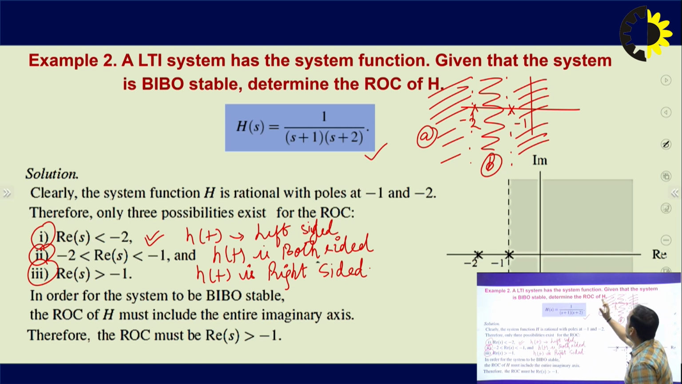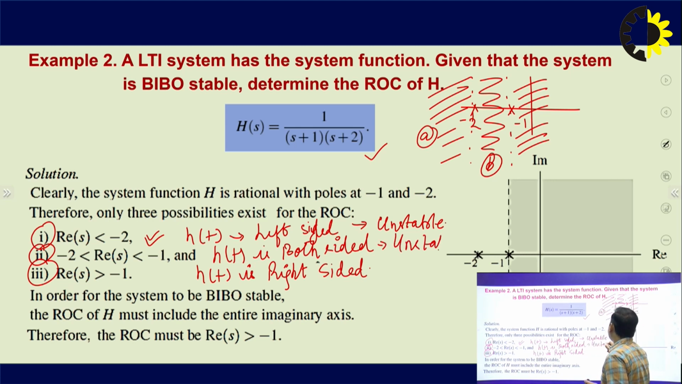We can clearly see the first ROC over here. This ROC does not contain the j omega axis. So in the first scenario, when the real part of s is less than -2, the system is definitely unstable. In the second case, when the real part of s is between the two poles, -2 and -1, again no j omega axis is contained, so again the system is unstable.